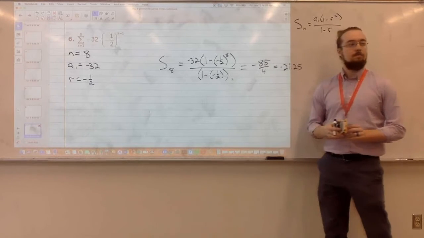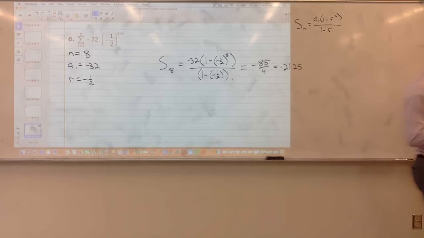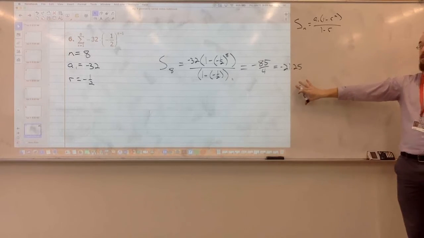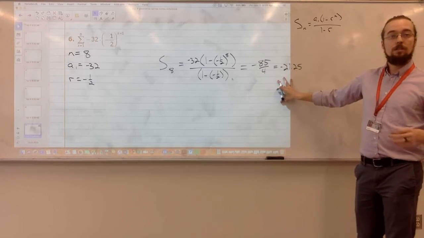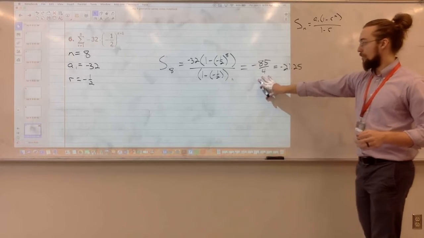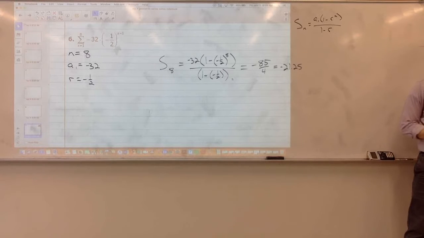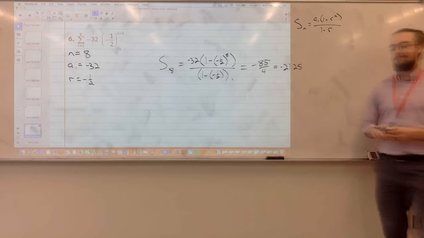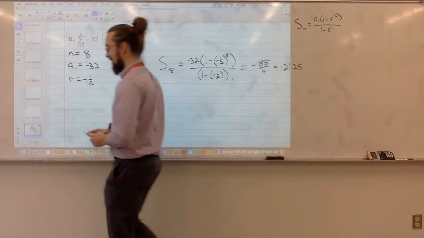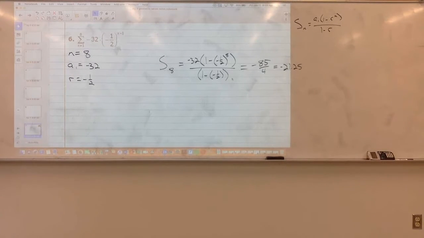Wait, did we have to put it in the fraction form? Is that what we all got for number 6? Either negative 85/4 or negative 21.25? I got syntax error. You've been getting the same answer for a lot of these. Oh. Monster.